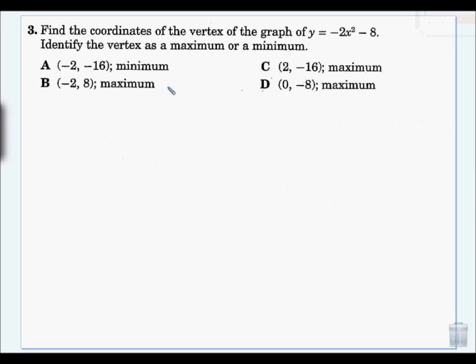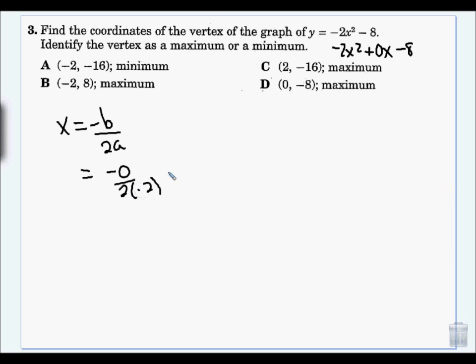All right, for my next question, coordinates of the vertex and whether it's maximum or minimum. Again, I'm going to use this same formula to find that x coordinate. So I'm going to do -b, but don't have a b, do I? So this is the same thing as that. So it's -0/2 times -2. So it's just 0. That looked like a d. No, it's 0. My x coordinate is 0.